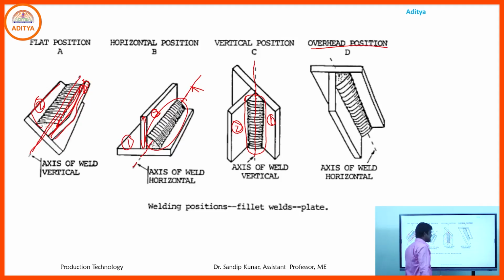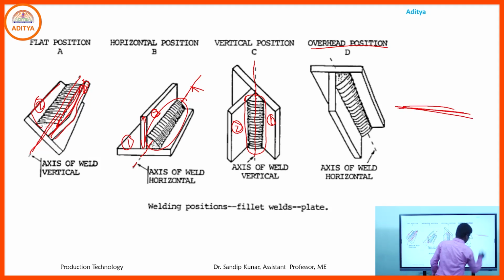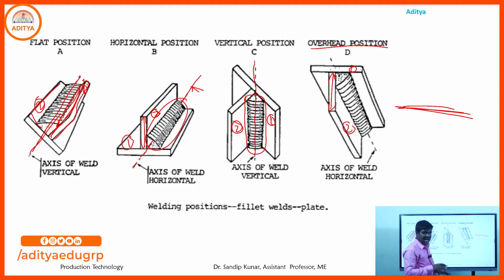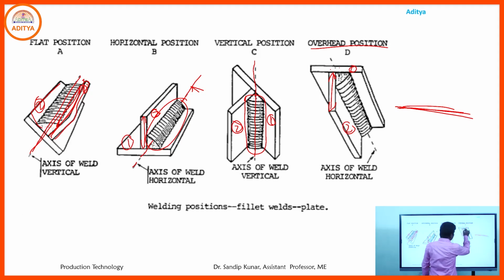Now another is the overhead position. One plate is kept parallel to the earth, and the other plate is kept vertically, across with respect to the earth. In these positions we do the welding. That is the overhead position. These are the 4 types of weld positions.